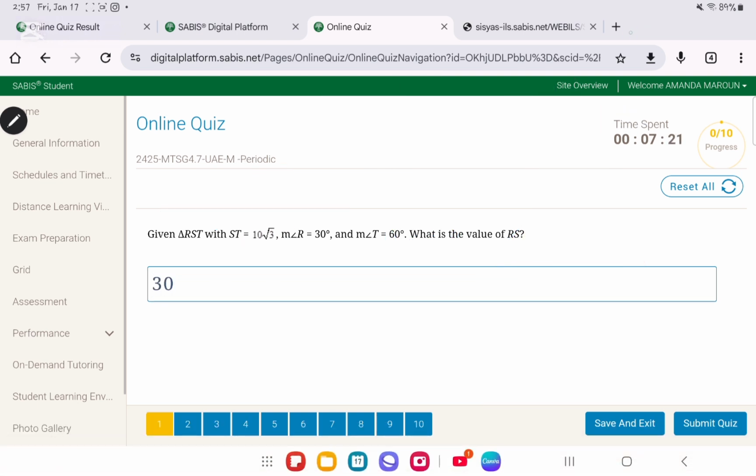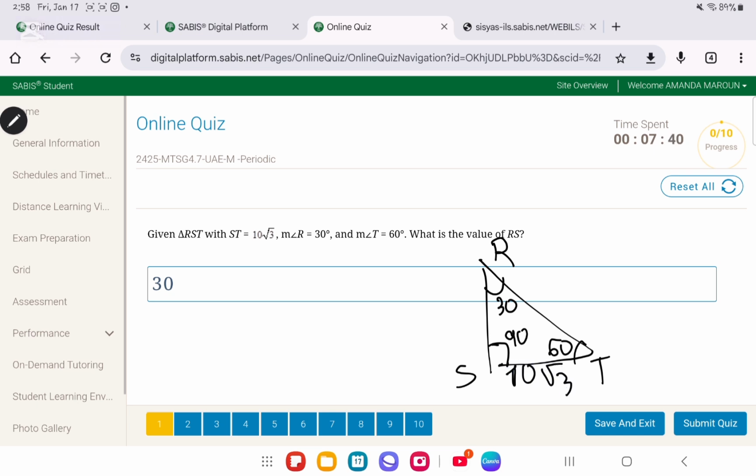Now, you can do it this way, or you can do it in another way. We know that this is a 30, 60, 90 triangle. So this is RST. We have 30 degrees over here, 60 degrees over here, and 90 degrees over here. We are given one side, which is side ST, which is 10 radical 3, which, by the way, is the small side. So we are looking for what? We are looking for the side RS, which is not the small side, okay?